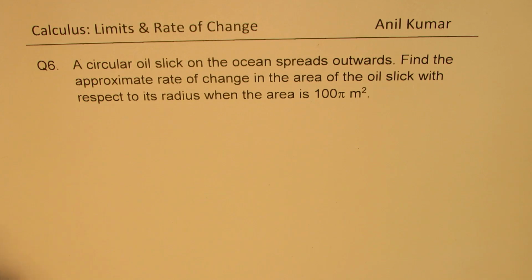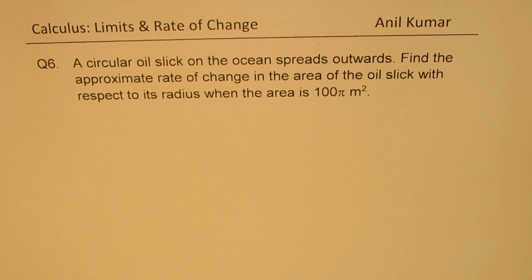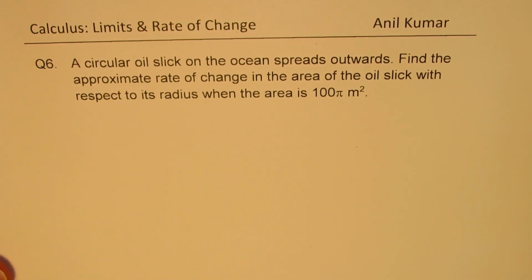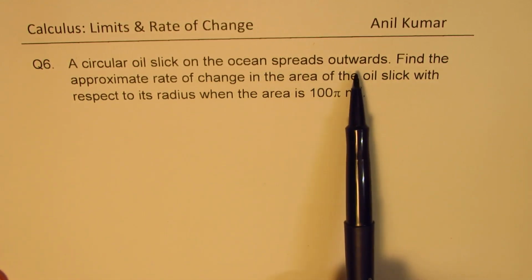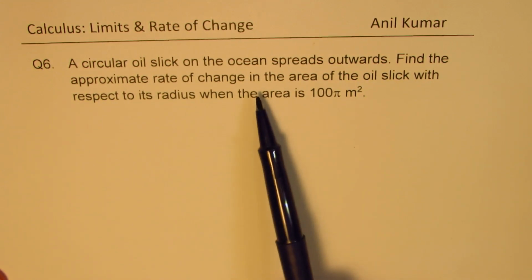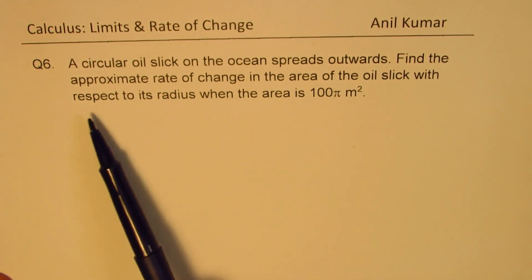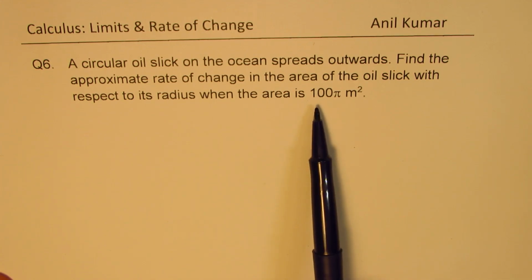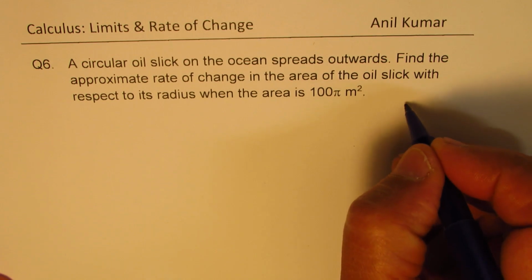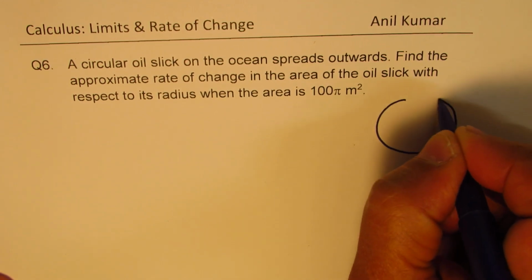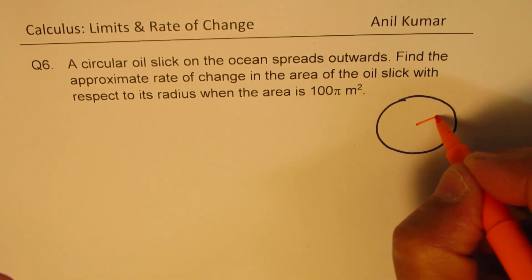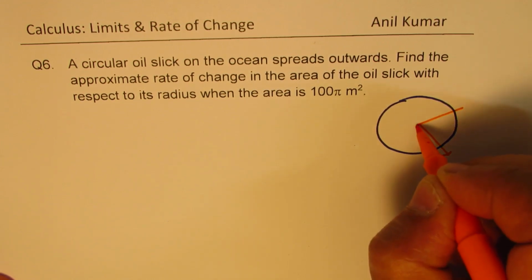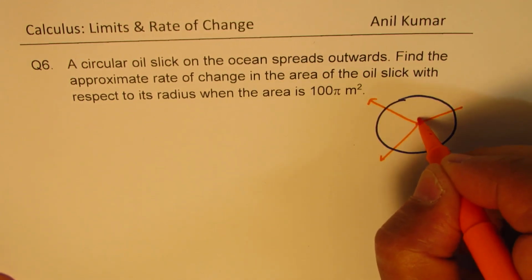Question number 6. A circular oil slick on the ocean spreads outwards. Find the approximate rate of change in the area of the oil slick with respect to its radius when the area is 100 pi meters square. Now, we have a circular oil slick, right? So that means it's increasing. Do you see that? It's increasing outwards. That's what it means, right?